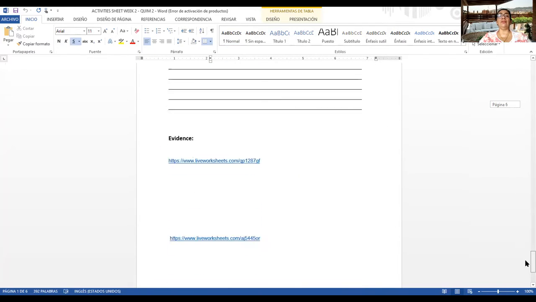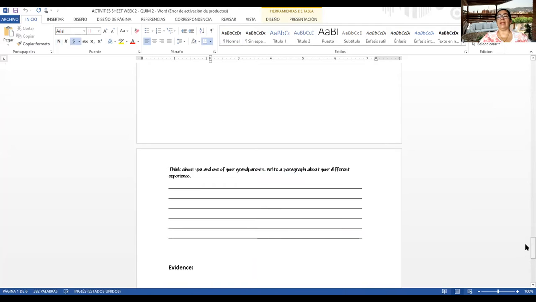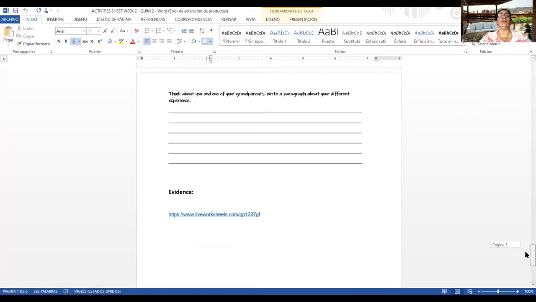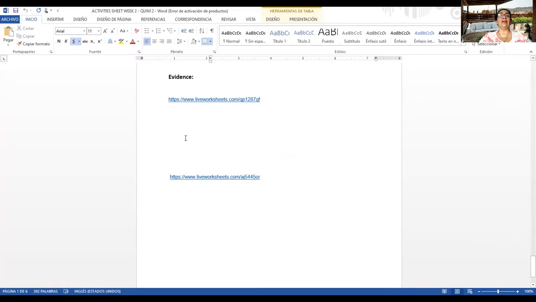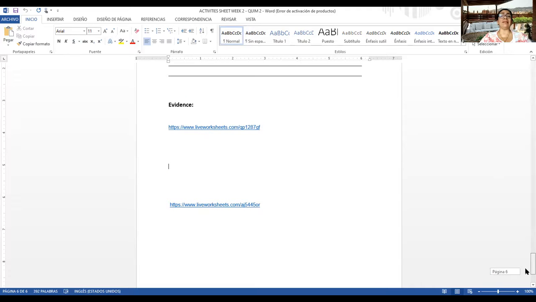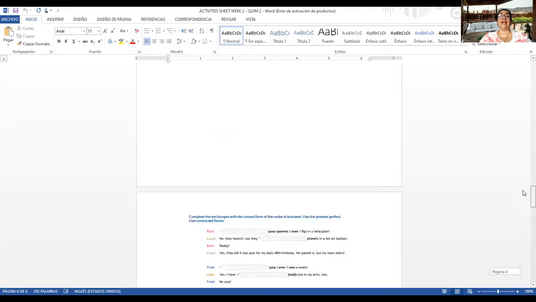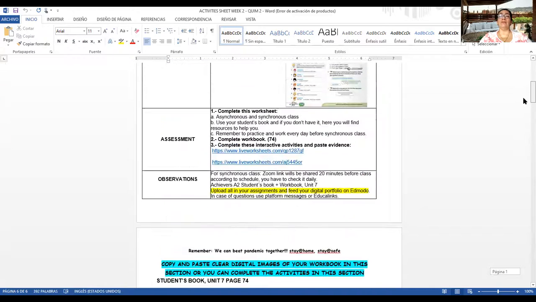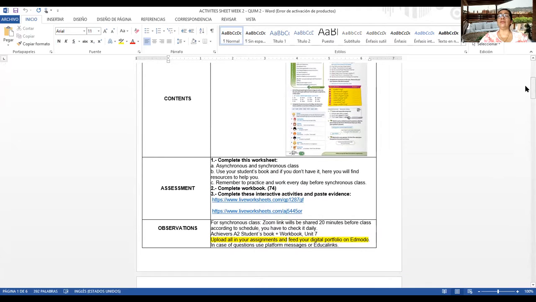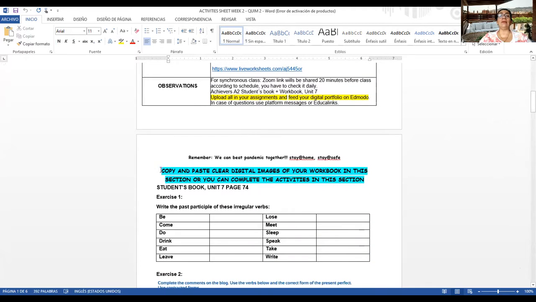Remember, if you have the student book, okay, you can do it again in this and paste the information. You have the writing, and in this section, you have the evidence and you have the links that you're going to work on and you're going to copy and paste the information, okay? As the evidences for working on this. Remember, you have the student book and you have the workbook. You can complete in the student book and in the workbook, but remember that you have to copy and paste for the digital section. You are going to copy and paste information and paste the evidences about that.